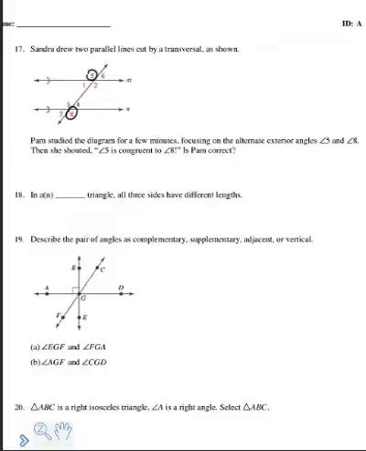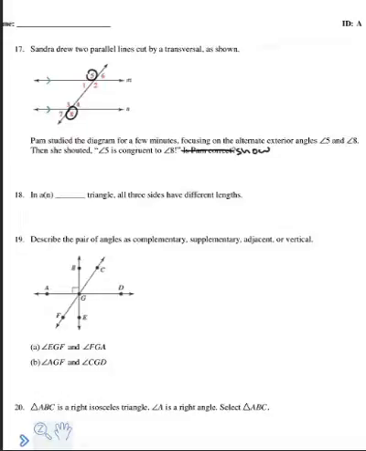Is Pam correct again? Instead of having this just be a yes or no, how would we show that? Well, the reverse of the corresponding angles theorem, if two lines are parallel, then corresponding angles are congruent.